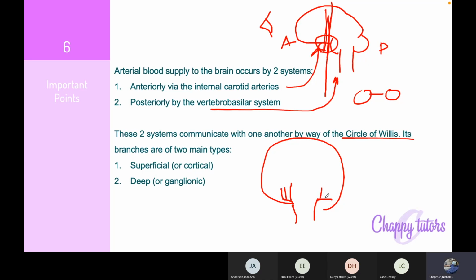So picture those are branches there. Then you're going to have additional branches which come out along the periphery like such. The superficial one would be, for example, this one, and the deep or the ganglionic would be like these ones. The reason they call it ganglionic is because you're going to be supplying structures inside here.